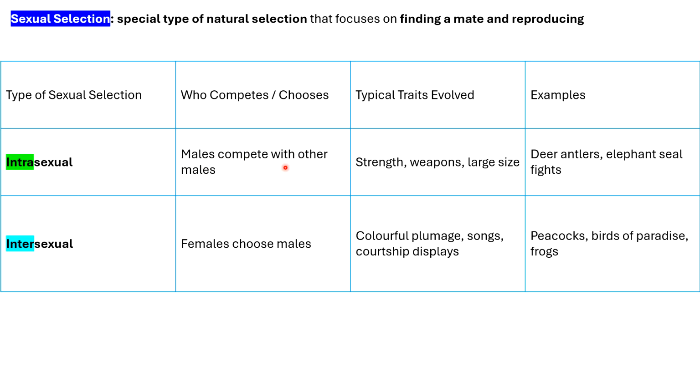Intra as in the same gender. So males compete with other males. This involves strength, weapons, large size, fighting each other. Examples: deer antlers fight each other, and elephant seals. Now, intersexual, different genders, females choosing the males. So they'll choose based on, for example, colorful feathers, plumage, the songs that they sing, if it's birds. And yeah, examples are birds.